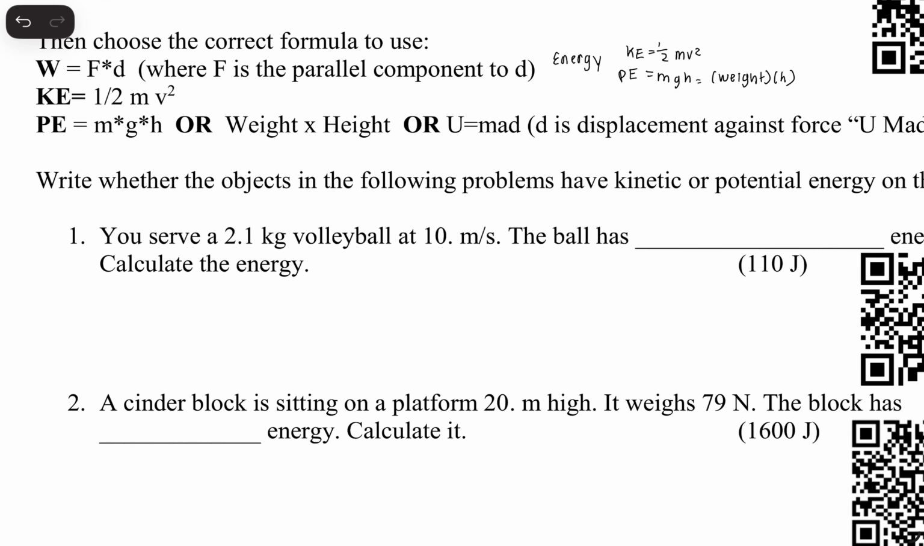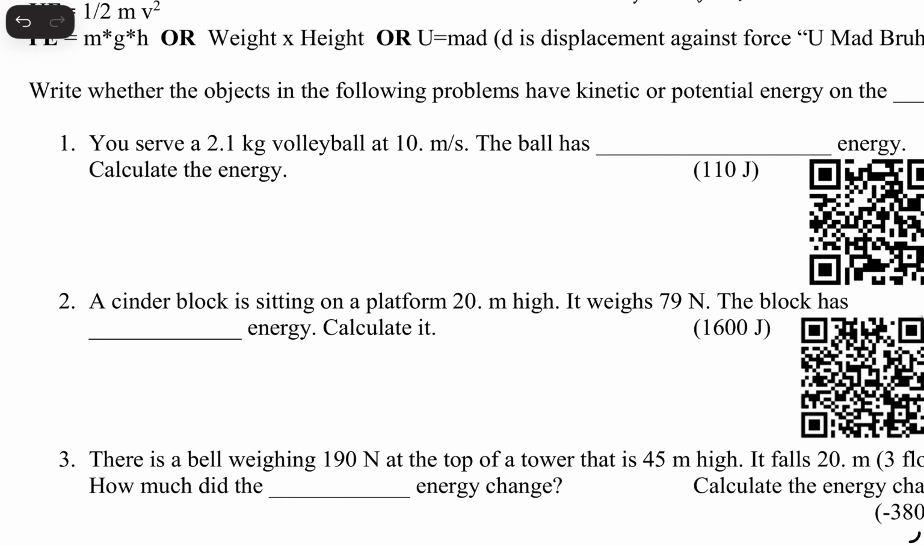In this video, we're going to be discussing power. So in power, you need to know that kinetic energy is equal to 1/2 of the mass times the velocity squared, and you need to know that potential energy is equal to the mass times the gravity times the height. So let's start off with question 1.